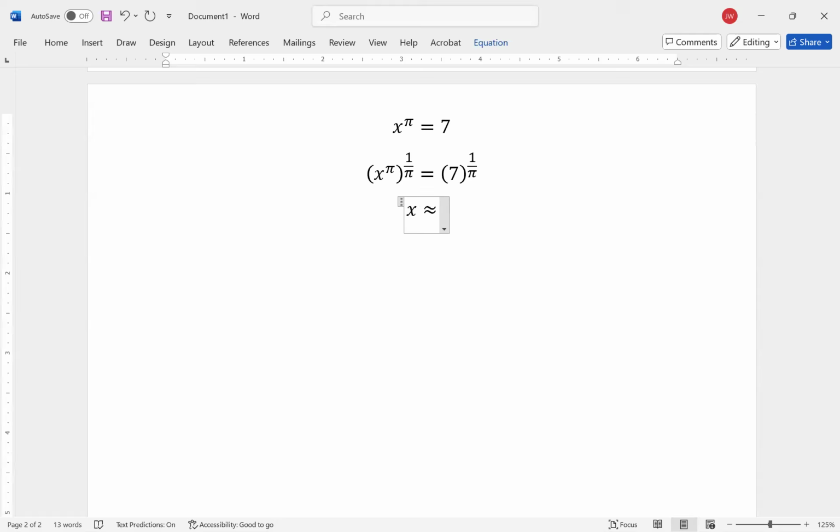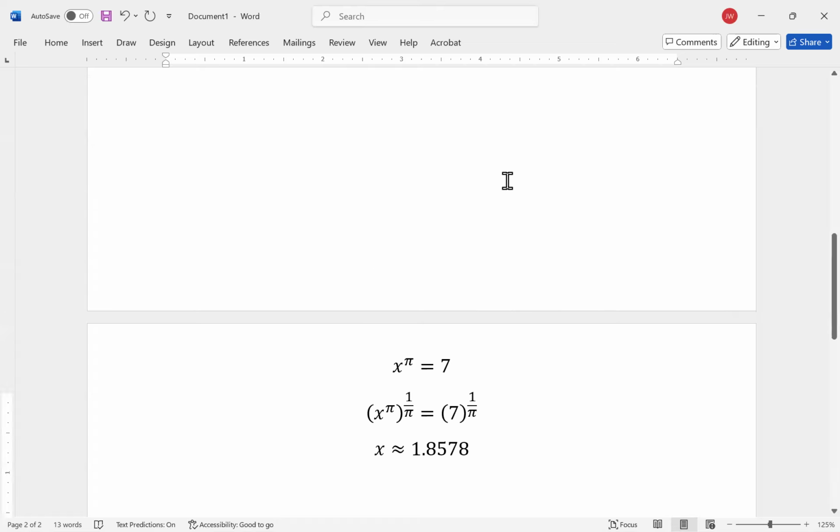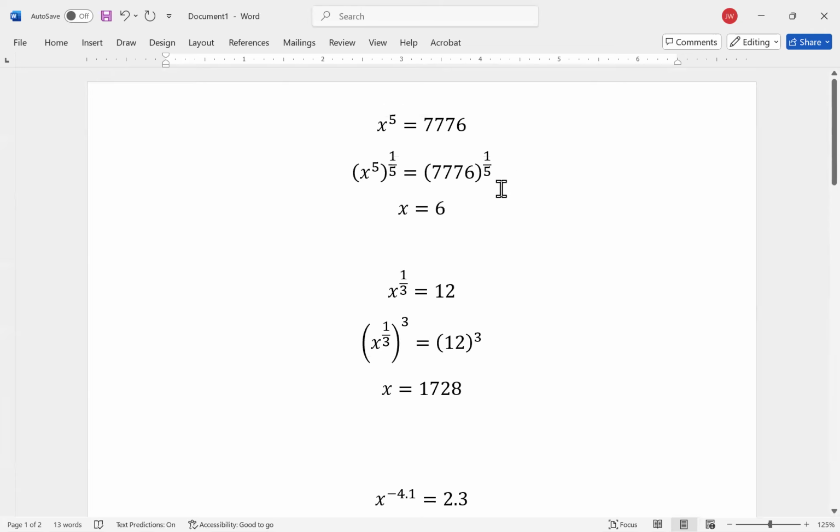And when I have my calculator give me an approximate value for that, it's about 1.8578. Again, I am rounding to 4 decimal places. You may be asked to round that to 2 decimal places or another decimal place value in your homework. But there you go. That allows us to solve these basic exponent equations where the base is a variable.